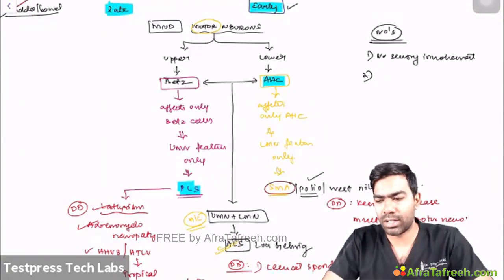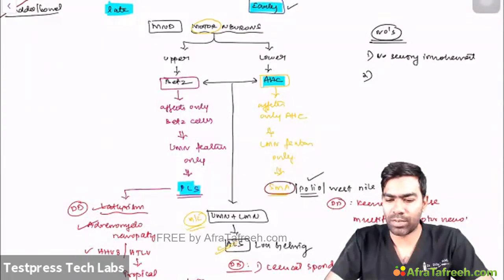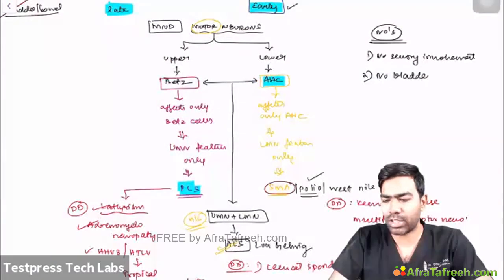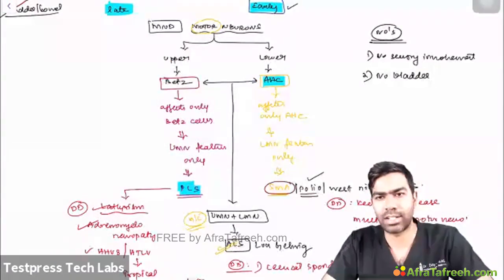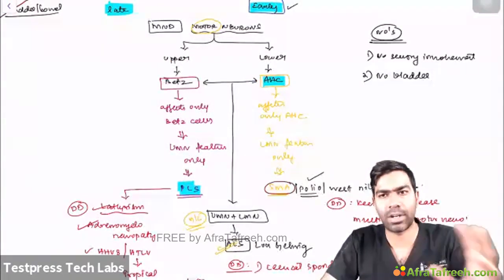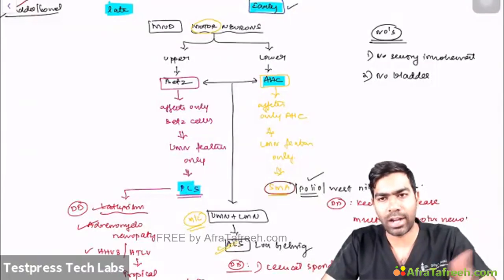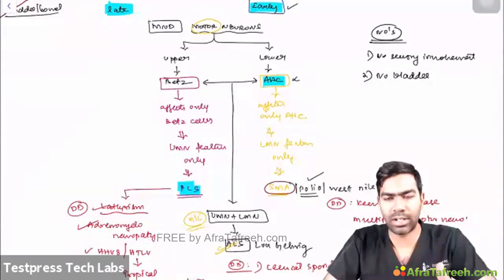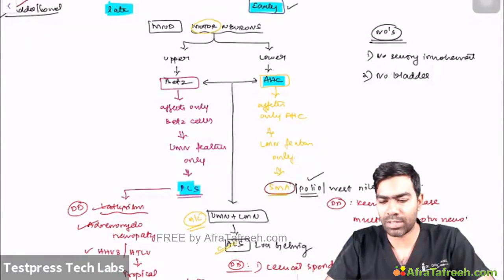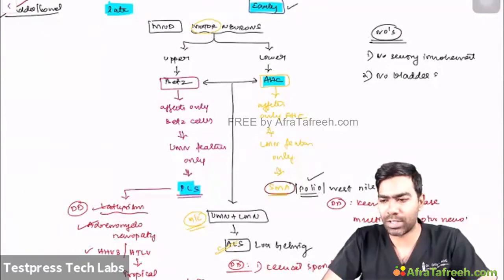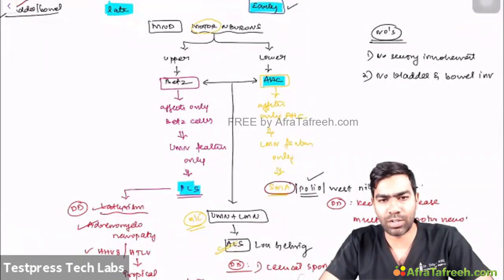And second, there will be no bladder and bowel involvement. Students might be asking why there is no bladder and bowel involvement. Because I told you the motor supply to the bladder and bowel is carried out by a separate nucleus called Onuf nucleus, and only the anterior horn cells will be damaged here. The Onuf nucleus most of the time will be completely spared. So the motor supply to the bladder and bowel will be spared. So bladder and bowel involvement will not be there in the majority of these disorders.